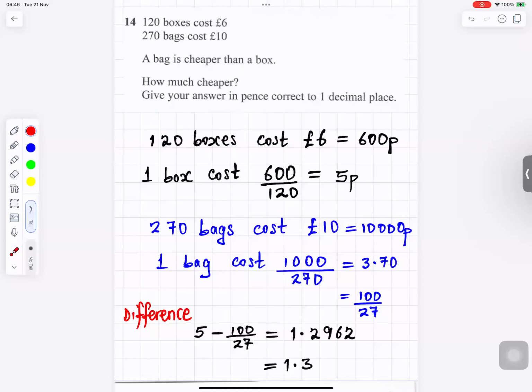So how much pence for 1 box? So you divide by 120. You divide by 120. So 1 box will be 600 divided by 120. 1 box is 5 pence.